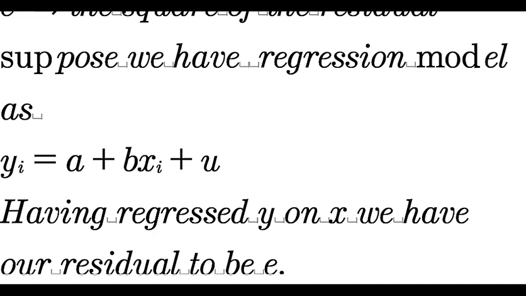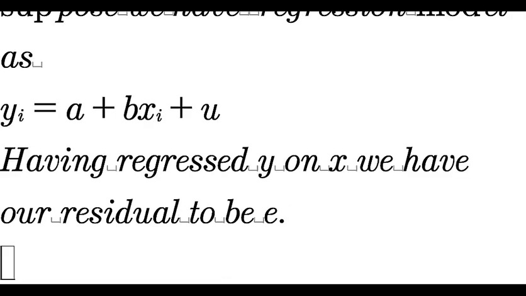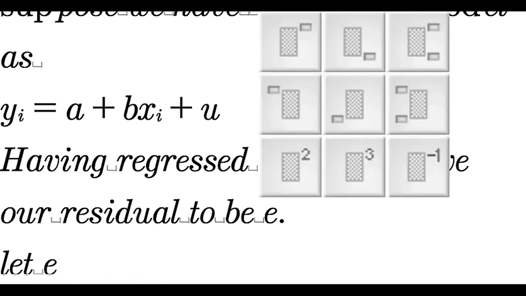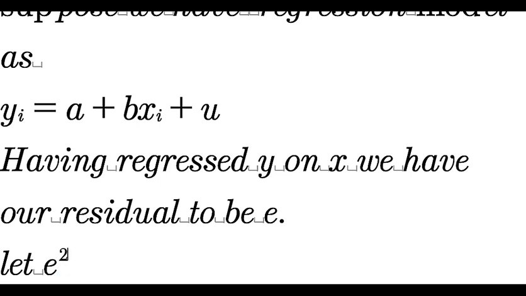So having regressed y on x, I have my residual value to be e. I'm going to square the e and substitute that in place of sigma i squared, since the e is now known. So let's say we now let e squared, that is the square of the residual, equal sigma i squared.